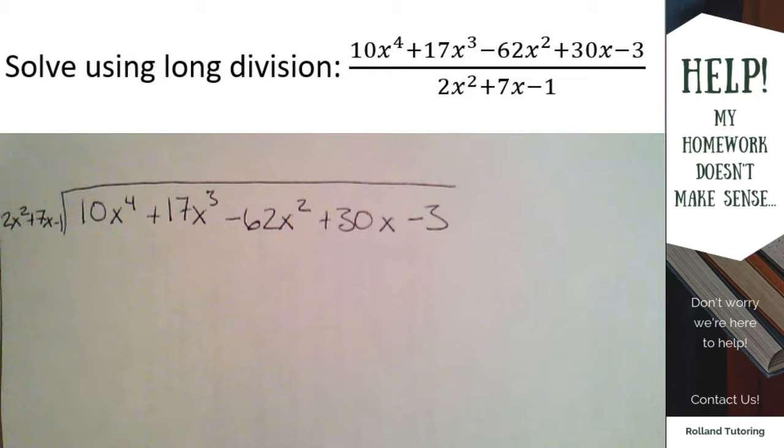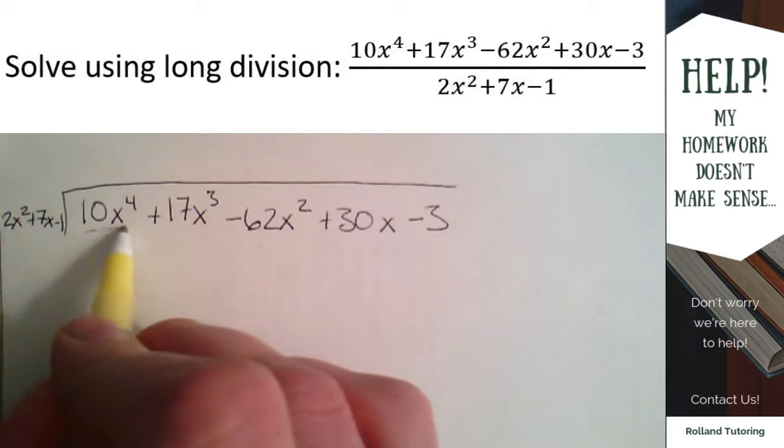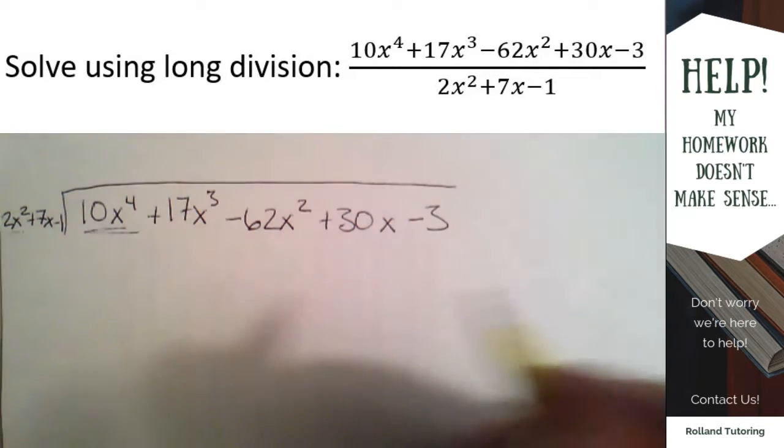Today we are looking at some algebra problems, specifically long division of polynomials. So to get started, I have already written out my problem as you can see below. So we're going to start by taking 10x to the fourth and dividing that by 2x squared.